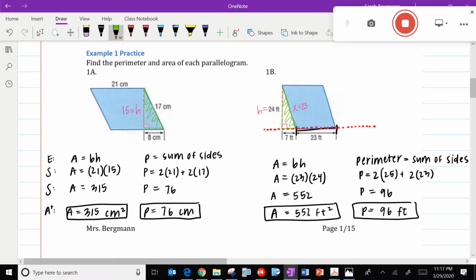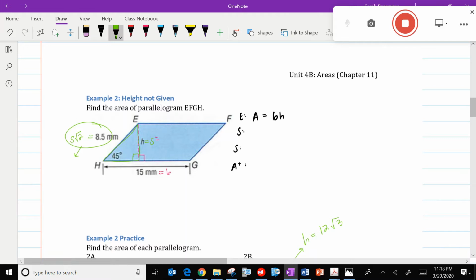And just to go over this really quick, the base is just 23, since that's the only piece of the parallelogram. And the height does not necessarily have to be touching the base. It just has to be perpendicular to an extension of that side. So think back to when we talked about altitudes and triangles. The altitude did not have to touch the side of the triangle. It just had to be perpendicular to an extension of that side.